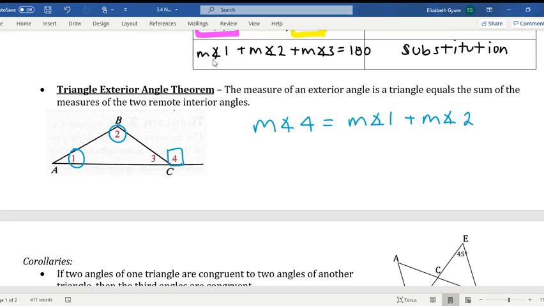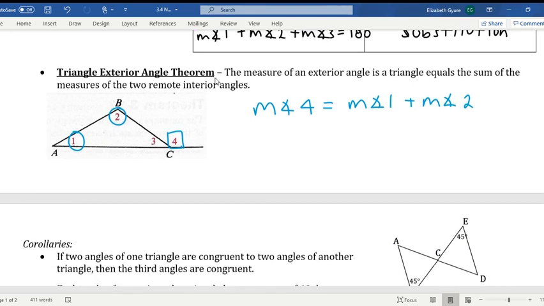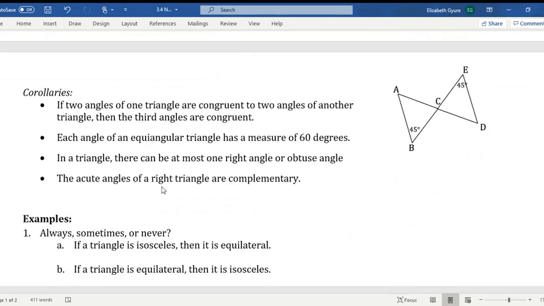Okay. Questions about any of the vocab? The rest is just, well, I guess we have some corollaries. Anything on the front though? No? Okay. So the last vocab type thing is corollaries for today. These are things that can be applied from the theorems we just learned.